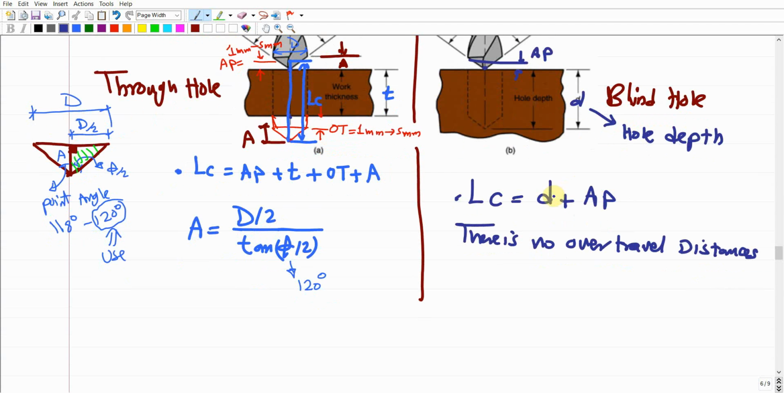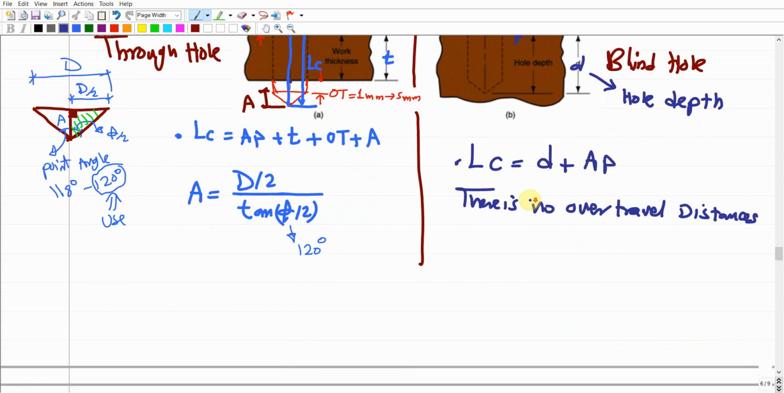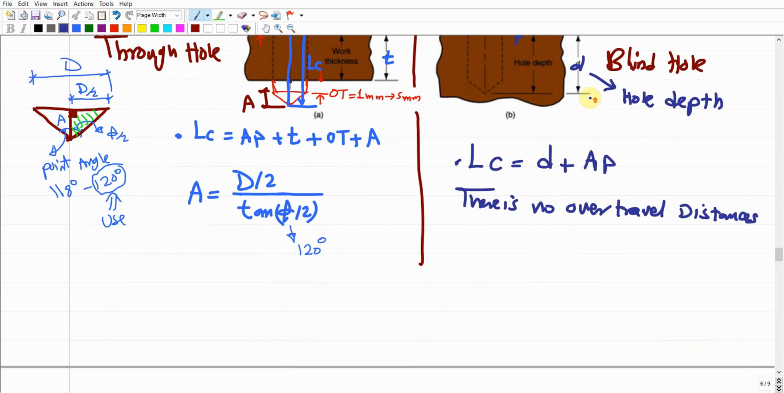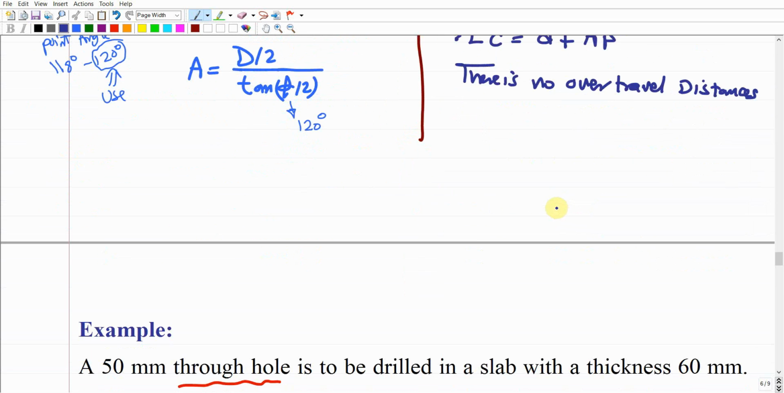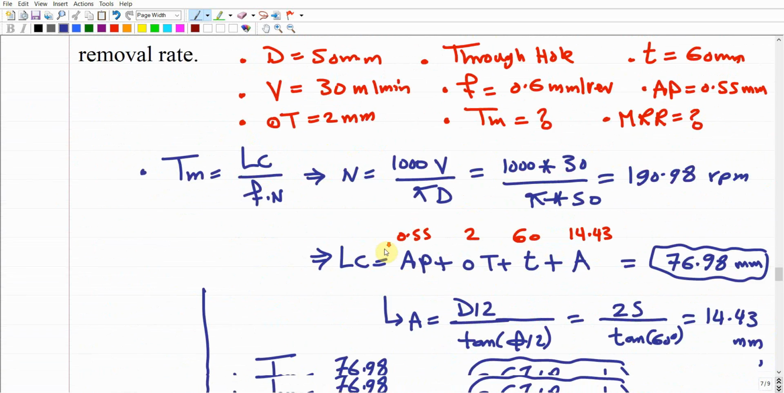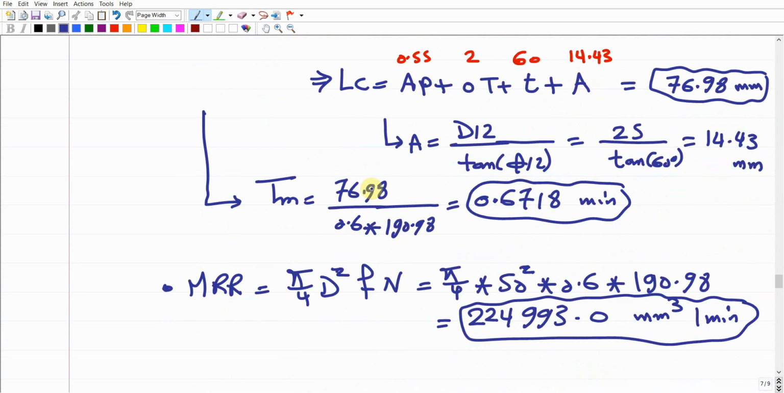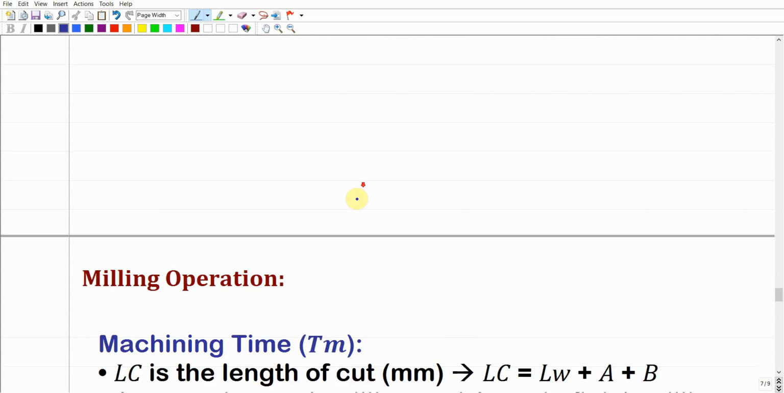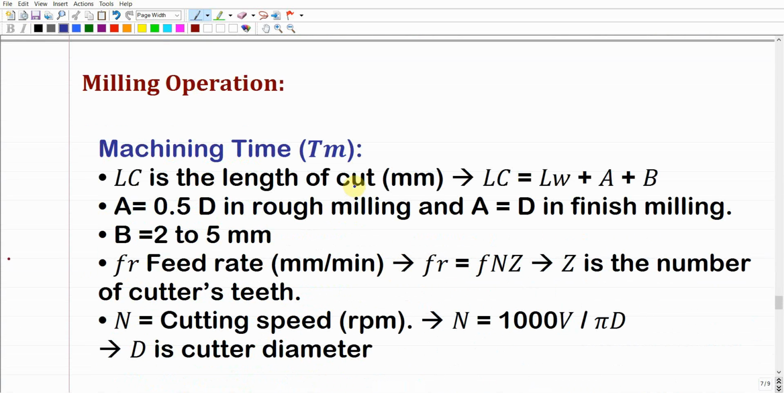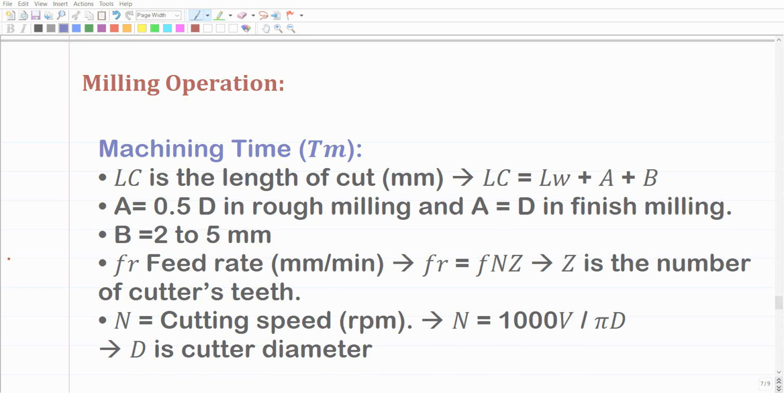Makes sense? So the only difference in case that it is a blind hole, you're just gonna add D, which is the depth of the hole that will be directly given to you, plus the approach distance in case that it was given. Then you're gonna calculate LC, and the rest will be typically the same. Make sense? So this is for the drilling operation, and now let us move to the milling operation. And this is gonna be the last type of machining operation that we're gonna consider the calculation of machining time and metal removal rate for.